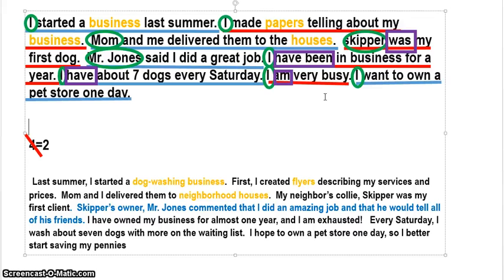If you look at the last two sentences, I am very busy. I want to own a pet store one day. What I did is, I am very busy is an extremely short sentence. So I had a choice. I had to either eliminate that and change it to something else, or I could have combined it with a sentence in front of it or behind it. I could have very easily changed it around and said, I am so busy, I have about 7 dogs every Saturday. That's one long sentence. I separated it with a comma.